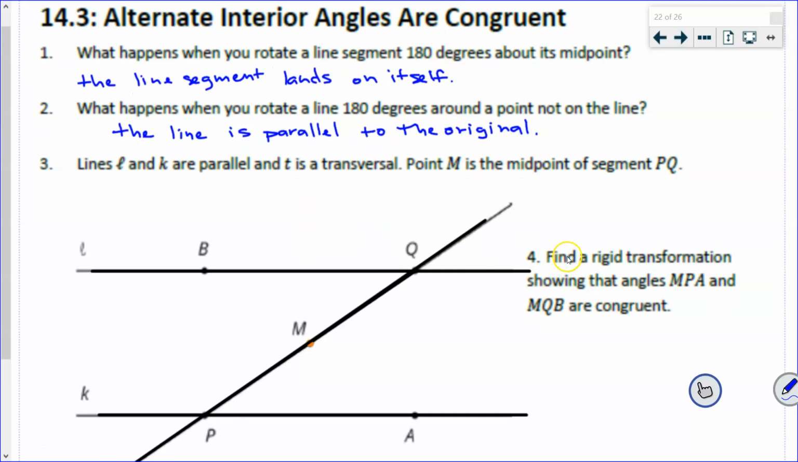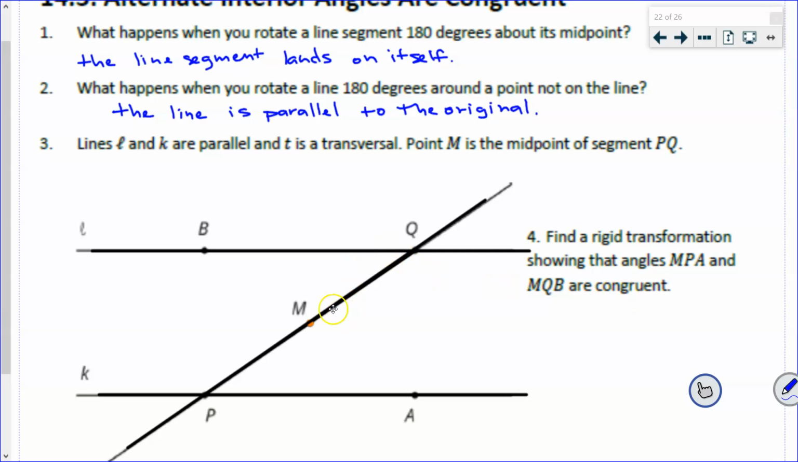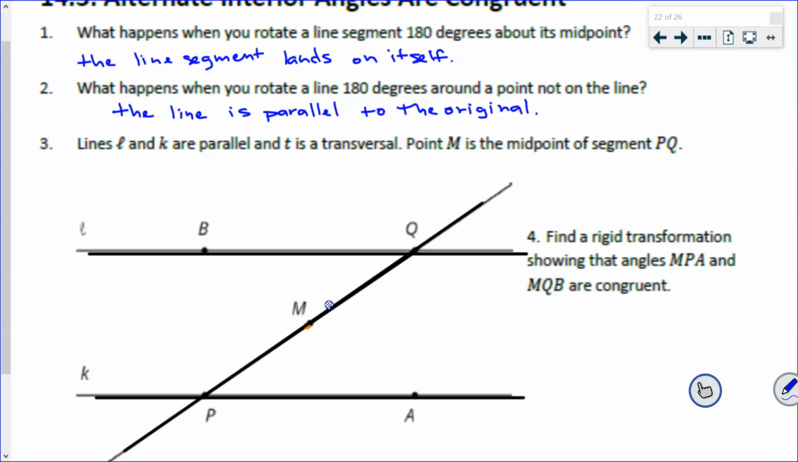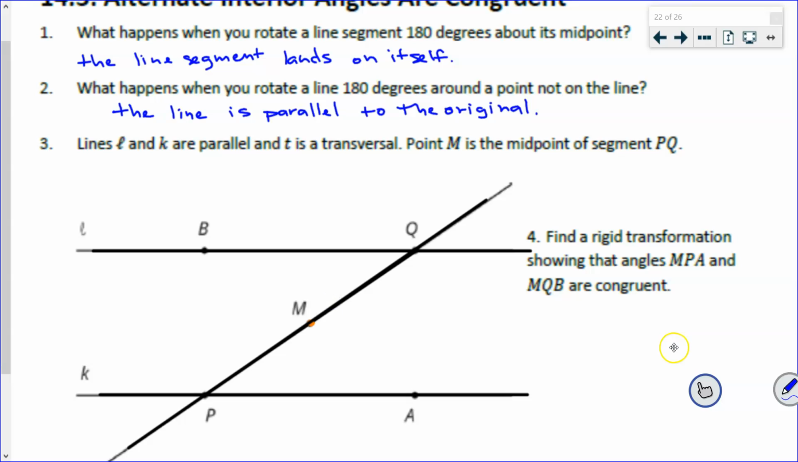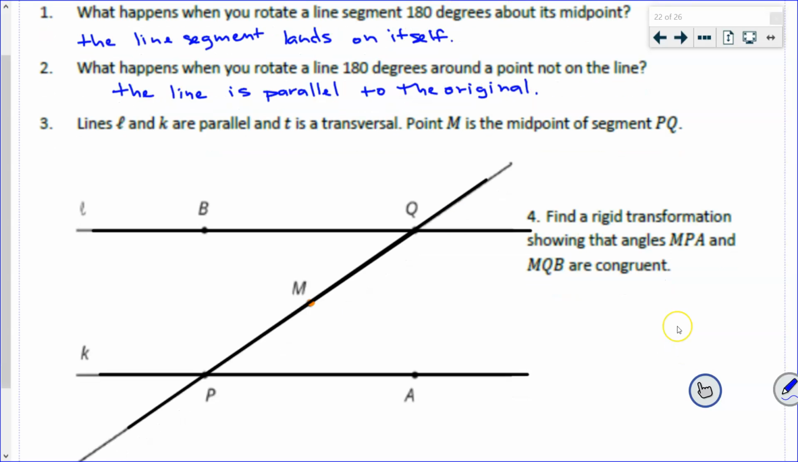What if I'm going to do that with the whole entire diagram now? So again, we trace the whole entire diagram. What happens now when I rotate around M? What I'm specifically looking for is this. Part 4 says, find a rigid transformation showing the angles MPA and MQB are congruent. So let me highlight those angles. MPA, that's this angle here in red. And MQB, that's this angle here in red.